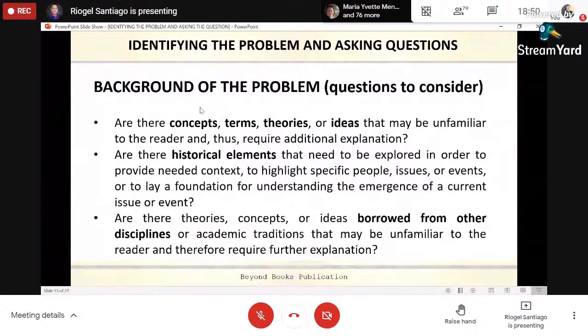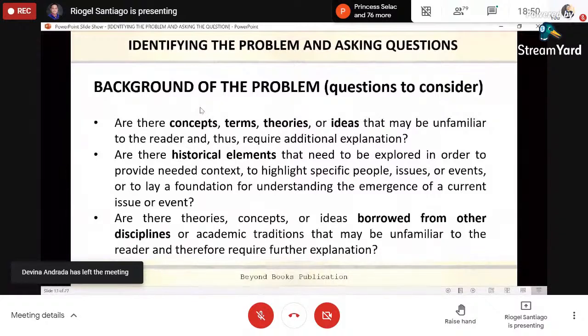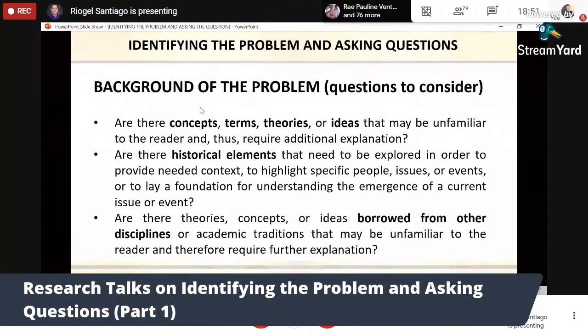Are there historical elements that need to be explored in order to provide needed context to highlight specific people, issues, or events, or to lay a foundation for understanding the emergence of a current issue or event? Let's say, for example, if you are a UMS student and you want to work on the perception of UMS students on their employability skills to seek decent employment and career development. Actually, not so much history ito, pero how about the data? You may use the data laid by SWS survey, for example, about the employment rate as of now, especially during this pandemic.